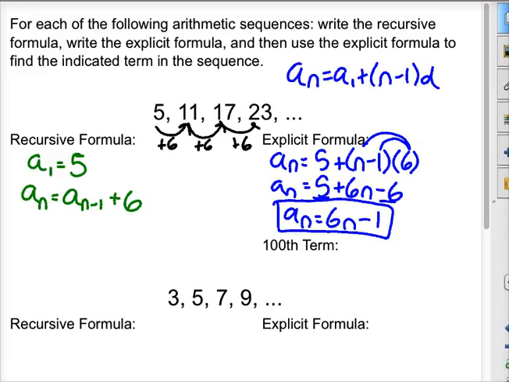And if I want my 100th term, all I have to do is plug in 100. 600 minus 1 is going to be 599. And then I'm finished.